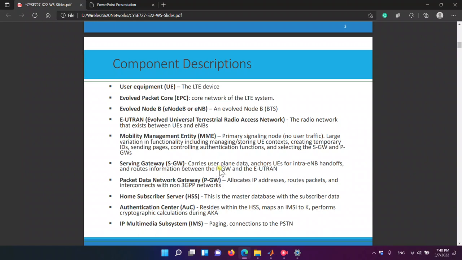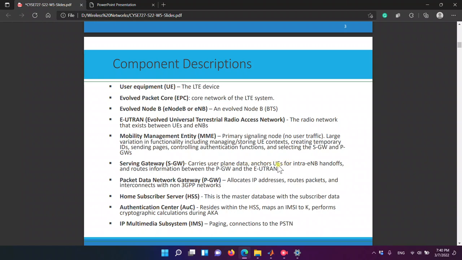and routes information between the packet gateway and the evolved UTRAN. And the UTRAN means Universal Terrestrial Radio Access Network. Then we have the PGW, which is the Packet Data Network Gateway. It allocates IP addresses, routes packets, and interconnects with non-3GPP networks.